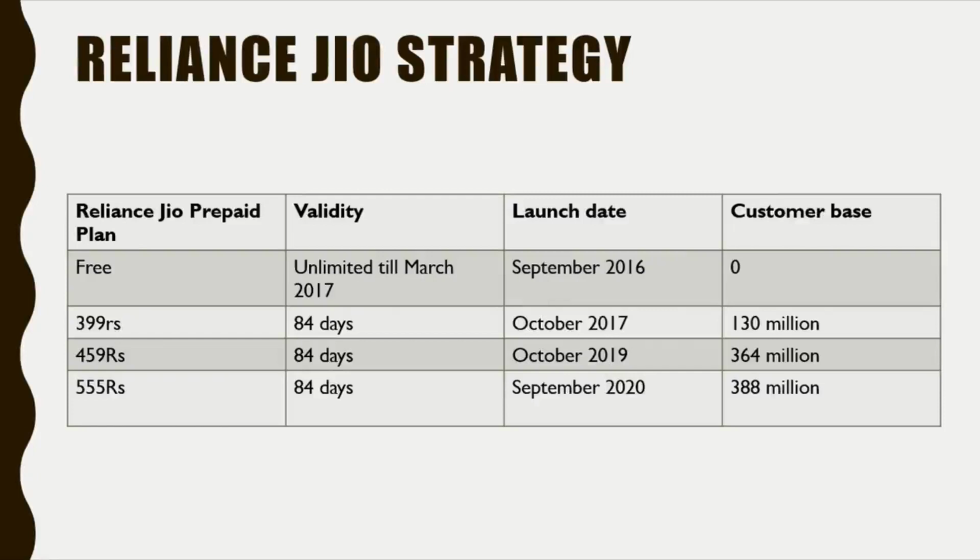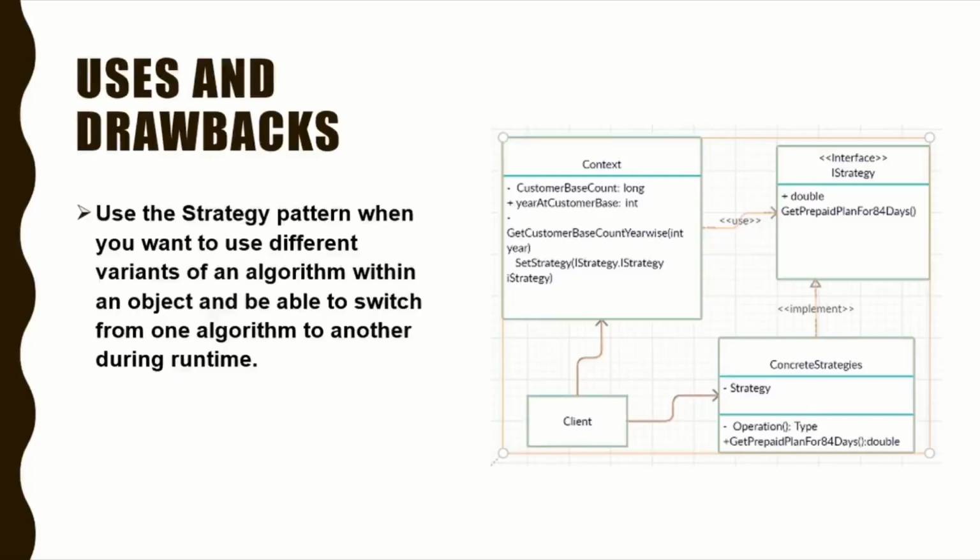Use the strategy pattern when you want to use different variants of an algorithm within an object and be able to switch from one algorithm to another during runtime. Please note down the keywords for this pattern. Number 1. Use this pattern if you have different variants of an algorithm. Number 2. At runtime, you want to switch from one algorithm to another.